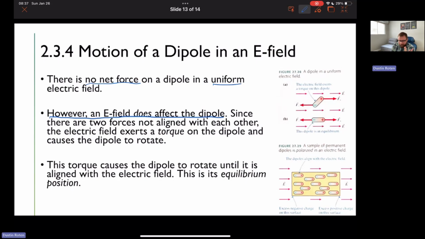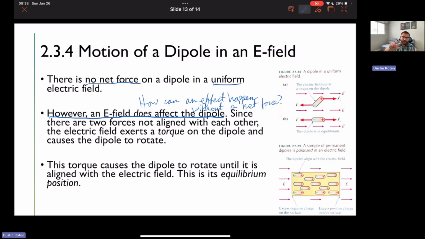So how can an effect happen without a net force? And that's an interesting question. There are two forces that act on a dipole. They're not aligned with each other. So these two unaligned forces, why am I throwing up balloons? Okay, so there are two forces not aligned with each other.